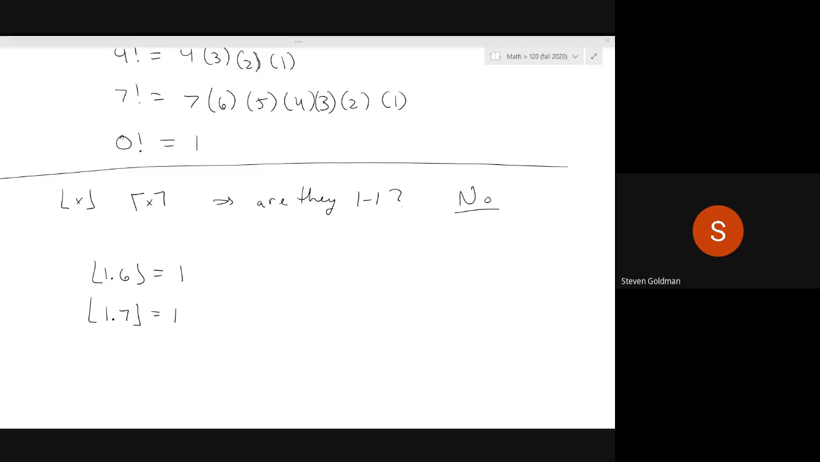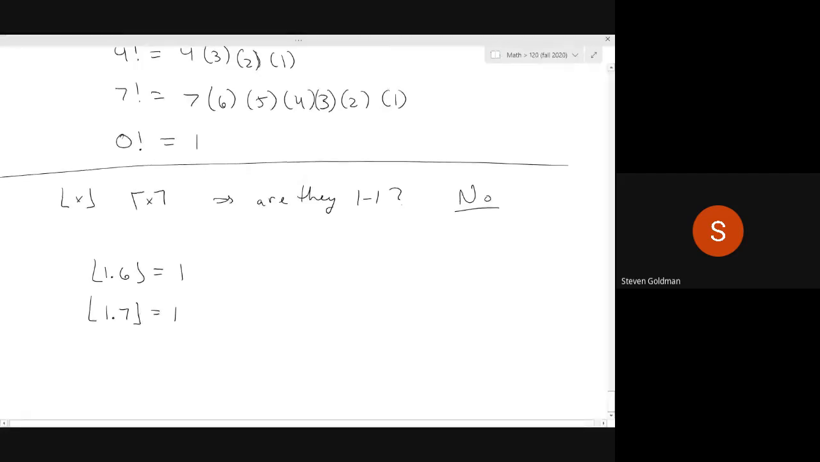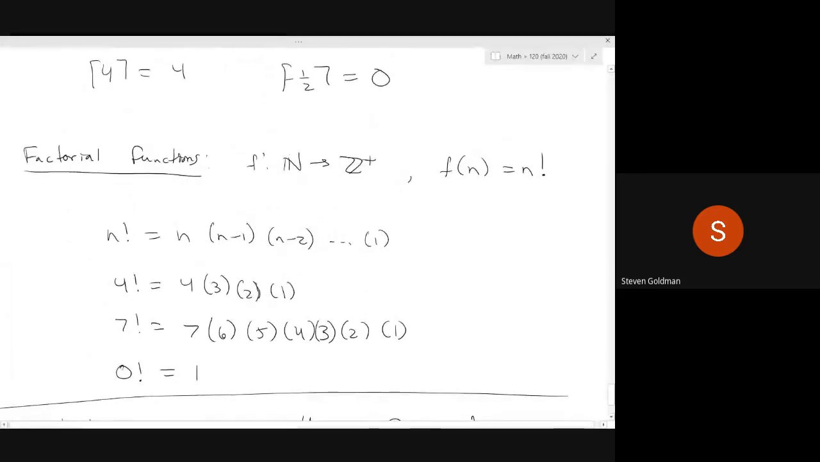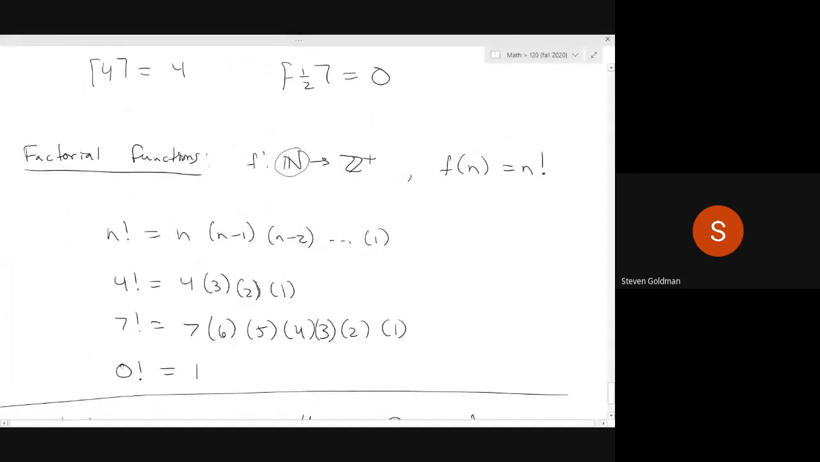We have a different question. Why does 0 factorial equal 1? It's just defined as that. So 0 factorial is just defined as being equal to 1. You're right, there are no negatives. Let me go back to the factorial function here for a moment. The domain is the set of natural numbers, so you're not allowed to plug in anything negative, only non-negative numbers.